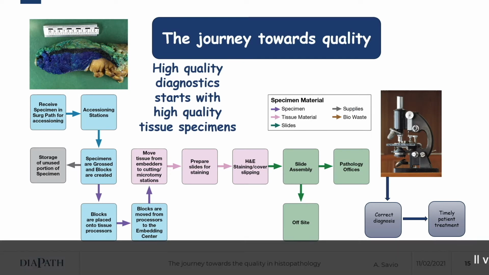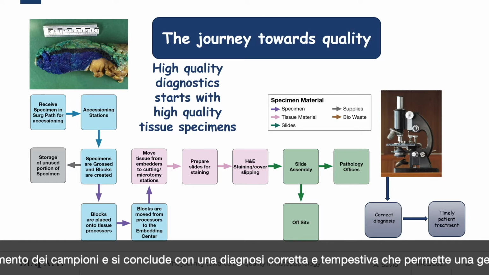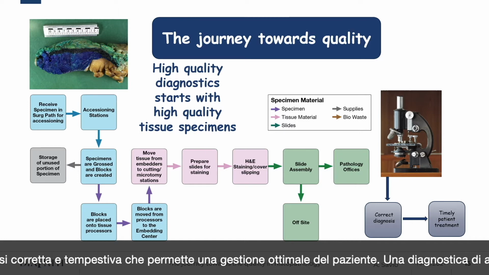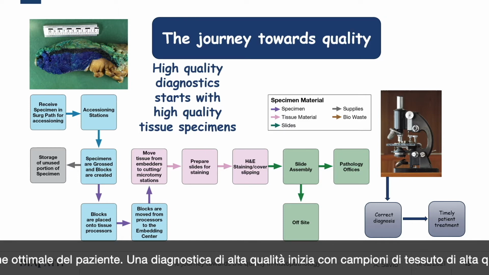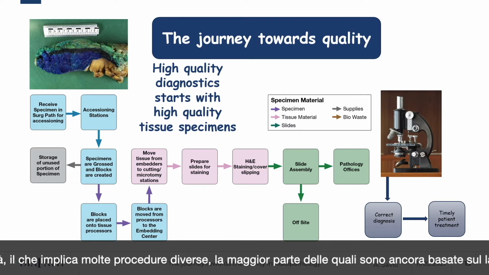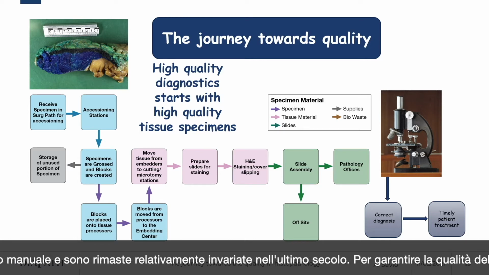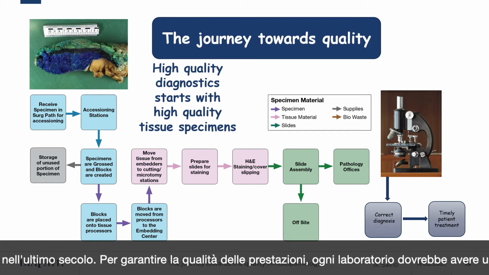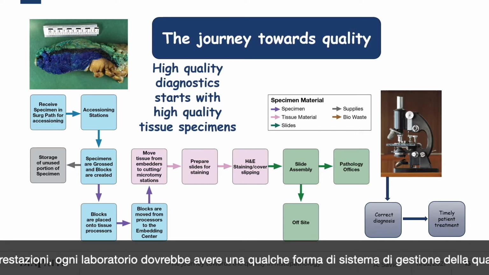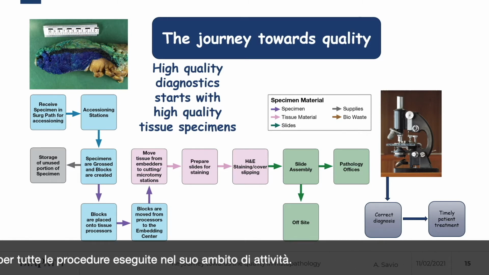The journey towards quality in histopathology starts on specimens reception and concludes on the correct and timely diagnosis, allowing optimal patient management. High-quality diagnostics starts with high-quality tissue specimens, which involves many different procedures, most of which are still based on manual work and have remained relatively unchanged over the last century. To ensure the quality performance, every laboratory should have some form of quality management system for all the procedures performed under its scope of activity.